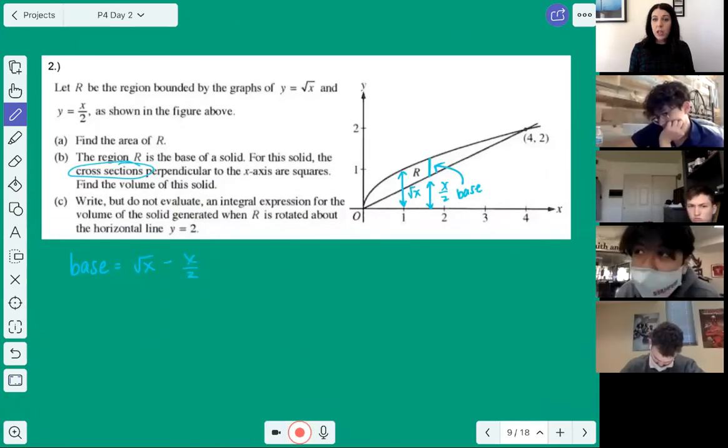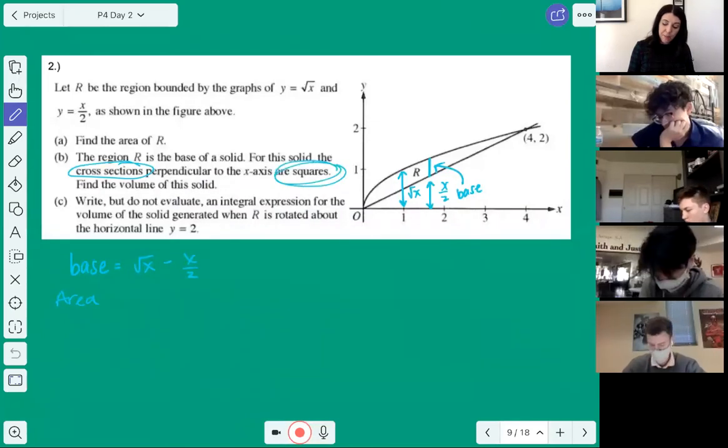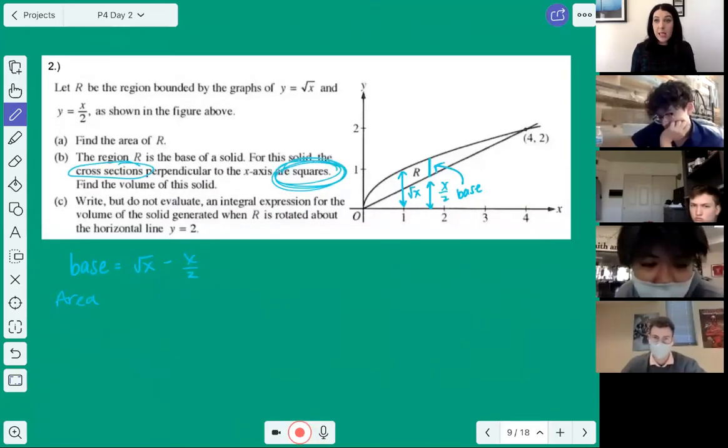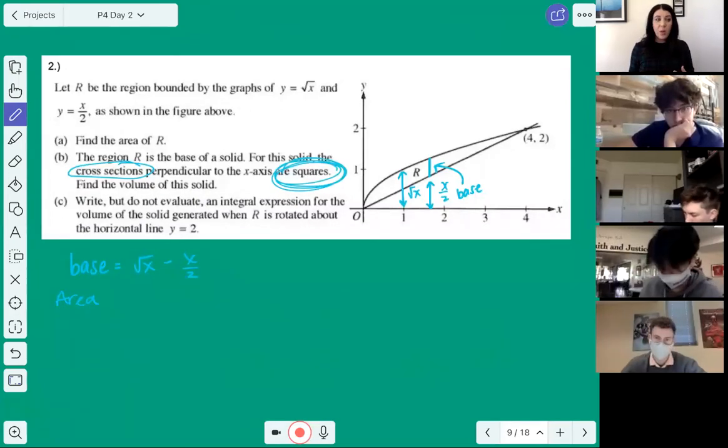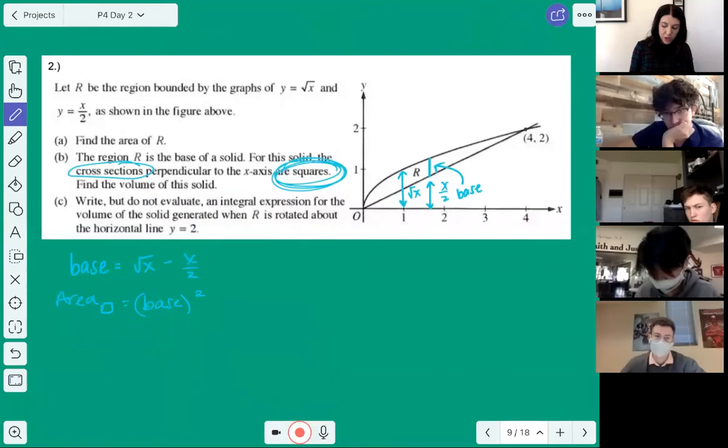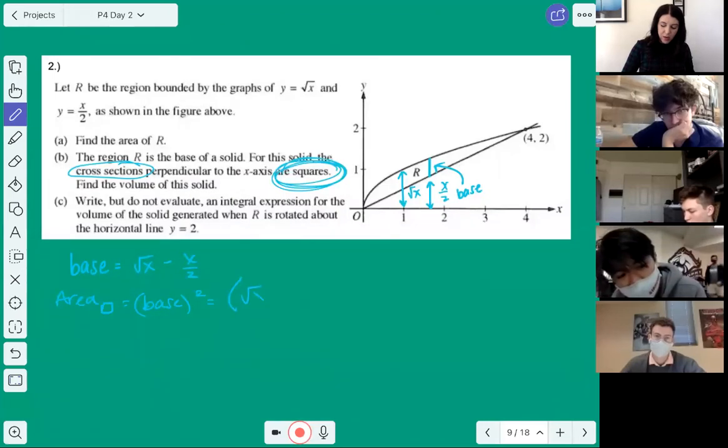Okay. Now what we want to do is come up with an equation for area regarding whatever shape we're given. In this case, we're given squares. Squares are probably pretty common. There's other shapes we can do, rectangles. We can do what sounds hard, an isosceles right triangle. It's actually just half of a square. Or sometimes they'll do a semicircle or a quarter of a circle. But most common I would say is squares. So the area of a square is just our base squared. We want to make sure we're writing our area equation in terms of our base. In this case, that means it would be square root of x minus x over 2 squared.